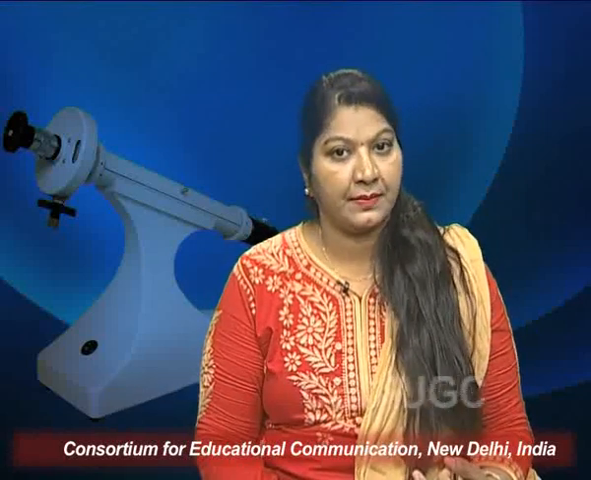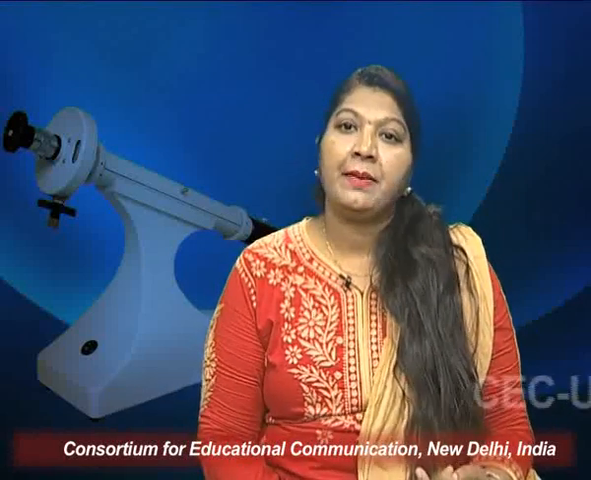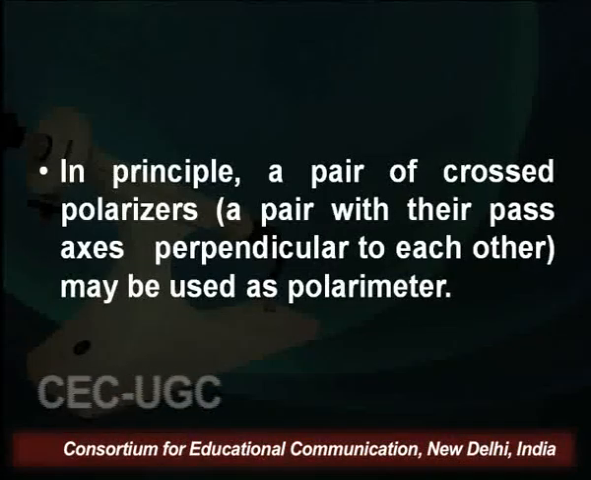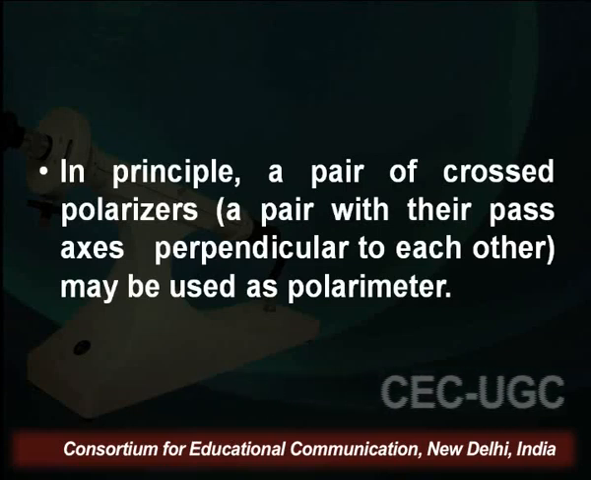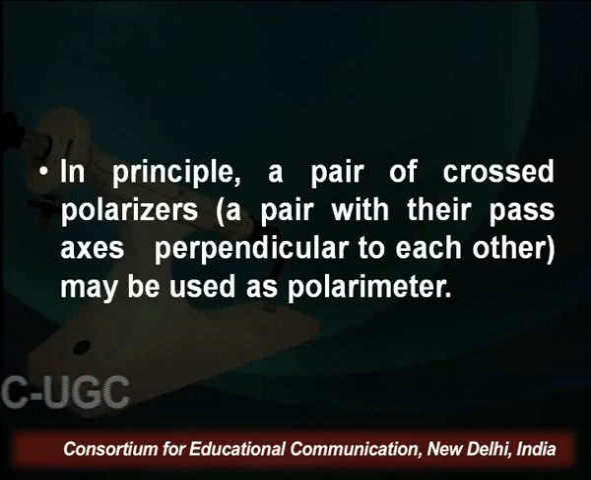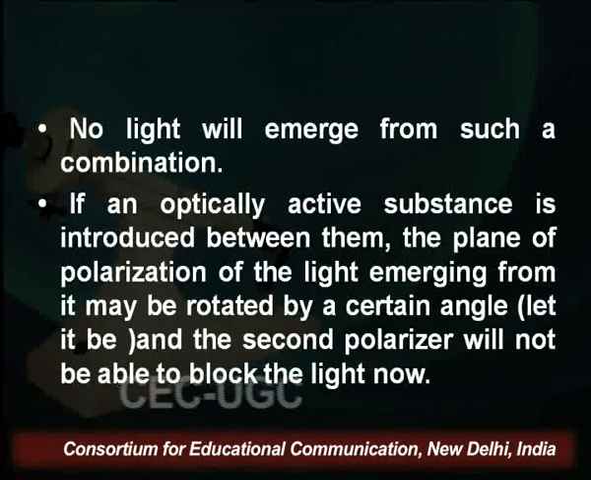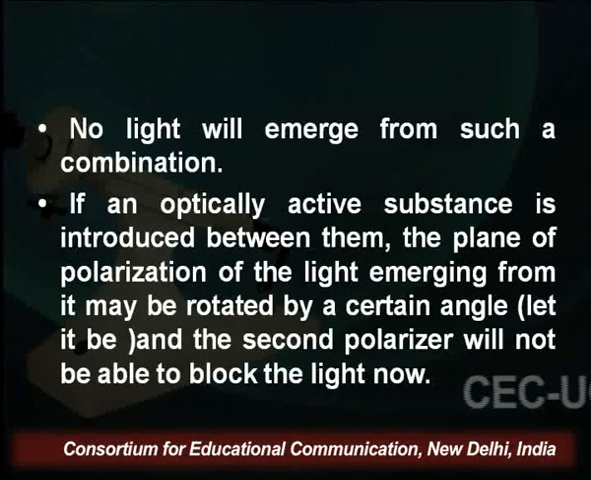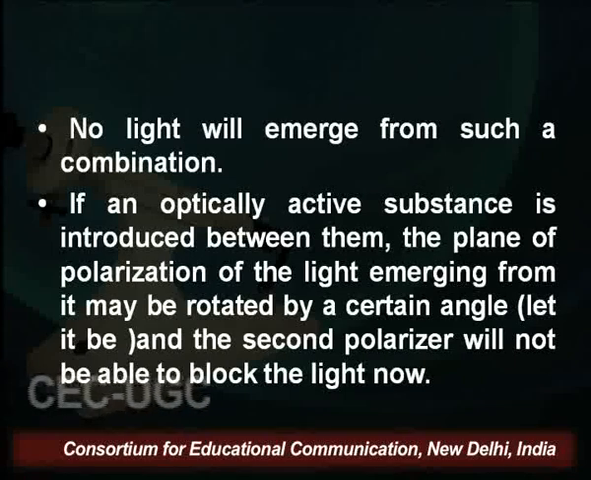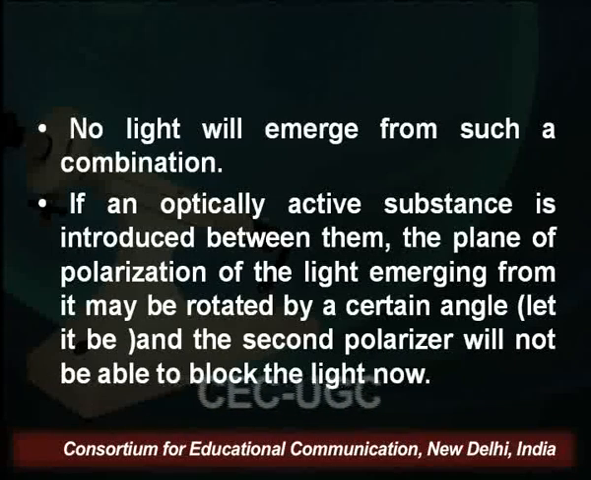In principle, a pair of crossed polarizers, with their pass axes perpendicular to each other, may be used as a polarimeter. So we use the polarizer as well as the analyzer in the experiment. No light will emerge from such a combination. You see that if both are crossed, one should be perpendicular and the second should be parallel to the axis.